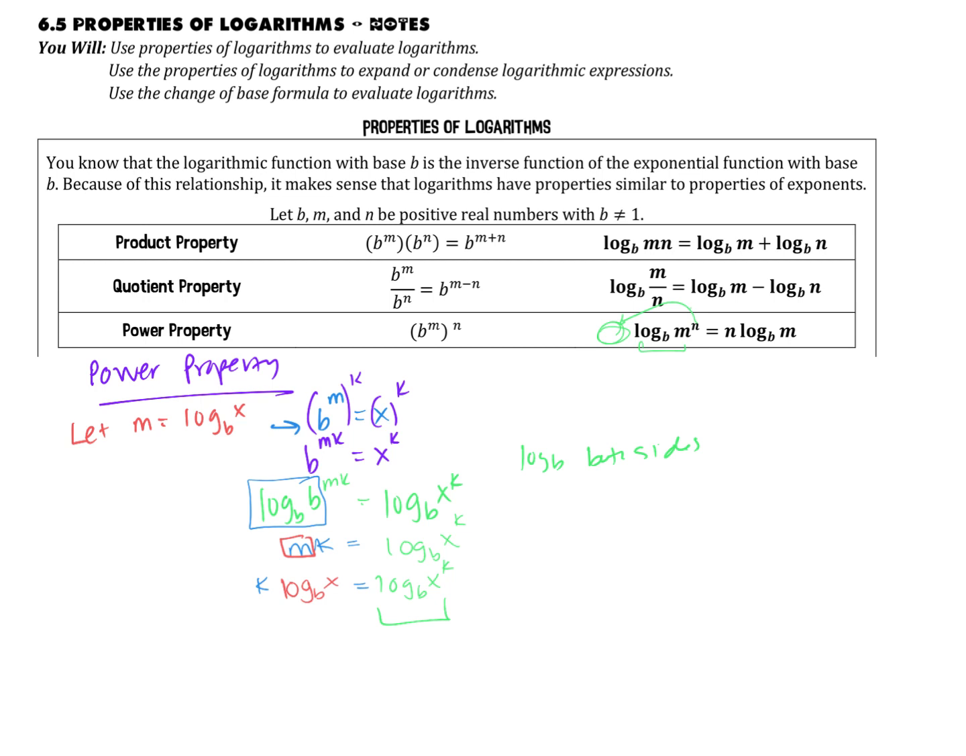So now that we've seen the proofs of these, let's go ahead and talk about how they work and how they can help us, and look at some examples where we're going to be using them to approximate logarithm values and to expand and condense.